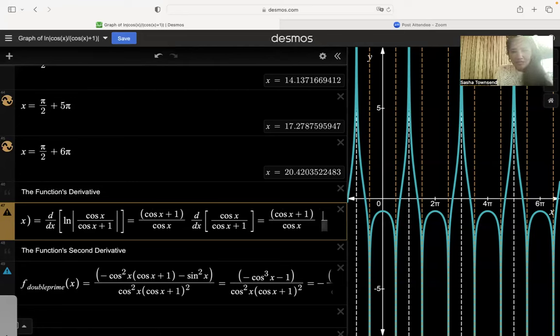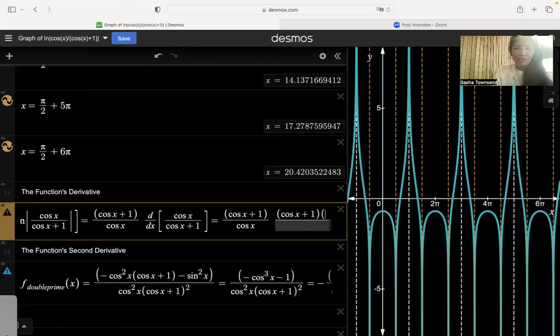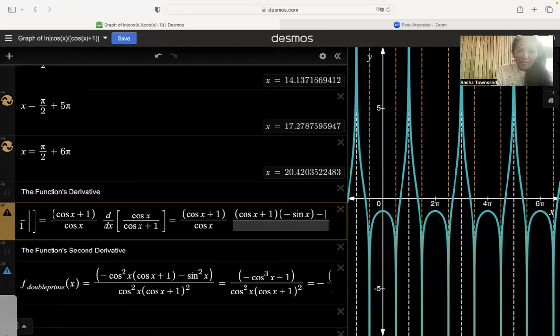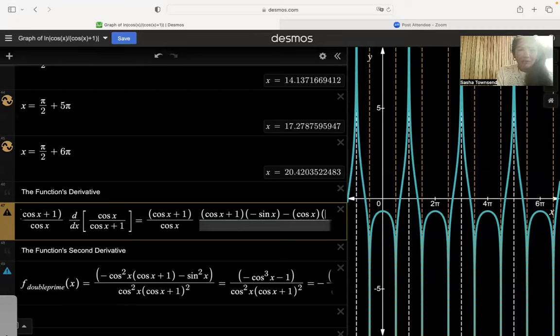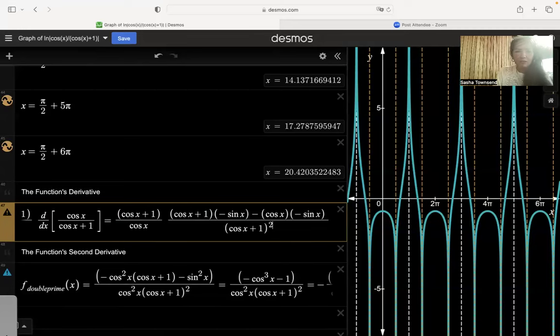And the fraction is low d high. So the bottom function times the derivative of the top function, that's negative sine of x, minus high, which in this case is cosine of x, d low, derivative of cosine of x plus 1 is negative sine of x plus 0, which is just negative sine of x, all divided by low. So that's cosine of x plus 1, quantity squared.